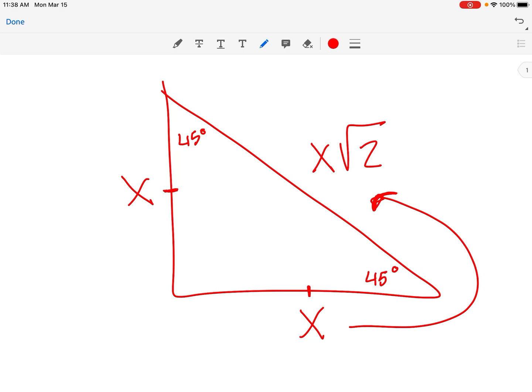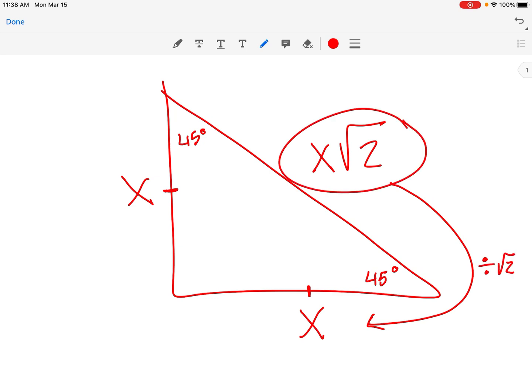But that's if we're going that way. You just have to times by the square root of 2. But if we're going the other direction, so if we have the hypotenuse, we divide by the square root of 2. Because if I start here and have to go the other way, I need to get rid of that square root of 2. So we can only do that by dividing.